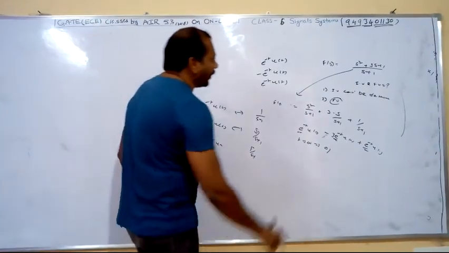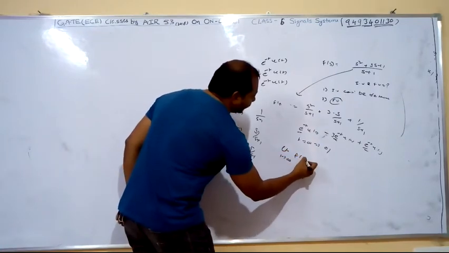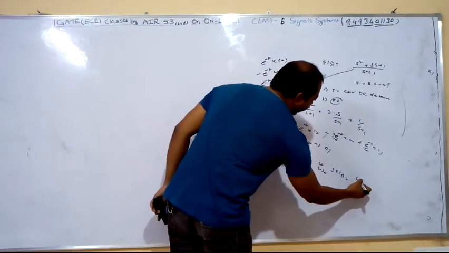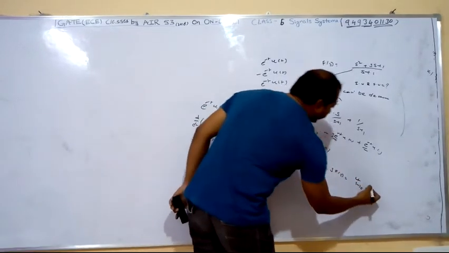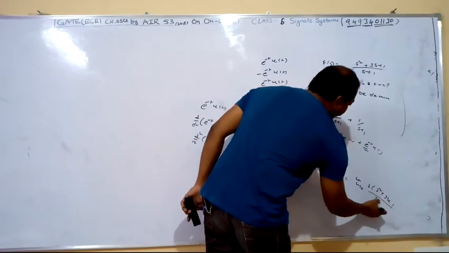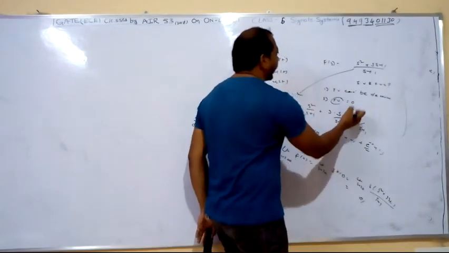The corresponding final value is the limit as t tends to infinity of f(t), which is the limit as s tends to 0 of s times F(s). So this value is the limit as s tends to 0 of s(s² + 3s + 1)/(s + 1), which is equal to 0. So the final value is equal to 0. The initial value cannot be estimated.